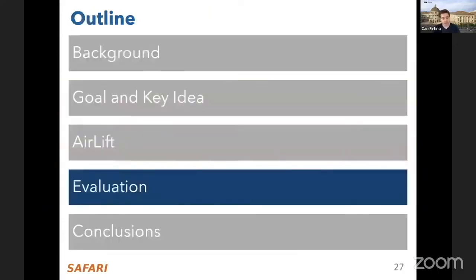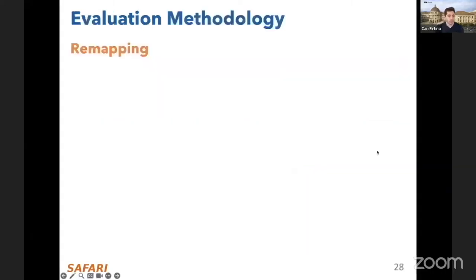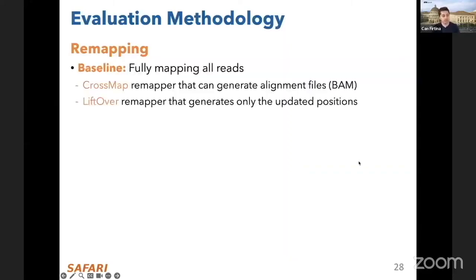So with that, I'll go over the evaluation part of our work. So we perform remapping, and our baseline in remapping is fully mapping all the reads, which is the first approach. So mapping the reads from scratch to the new reference genome. And there also we compare AirLift to two state-of-the-art works. One is CrossMap, which is a remapper that can generate the alignment files, and also Liftover, which is a remapper that generates only the updated positions.